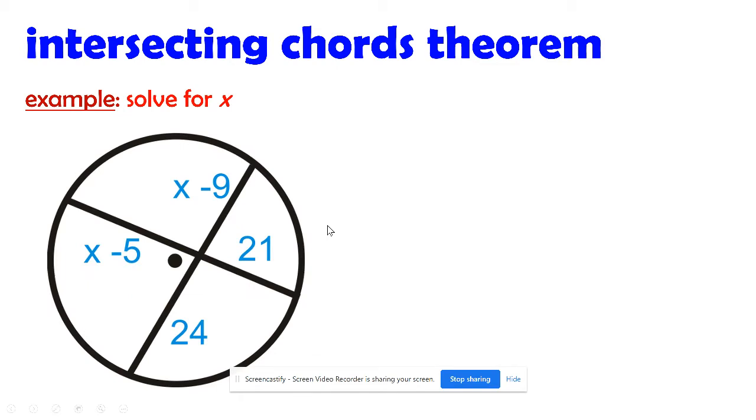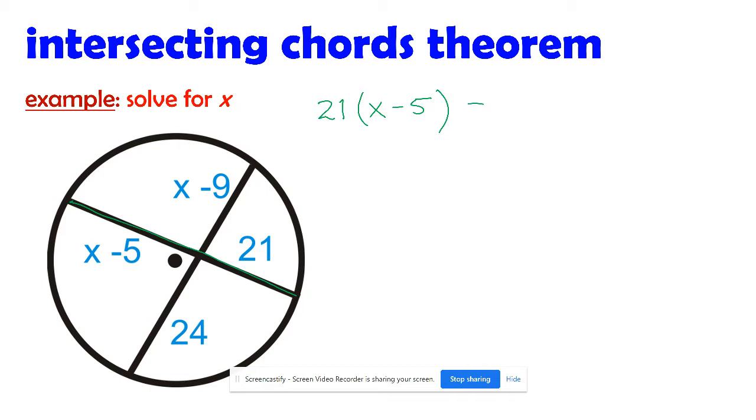This one gets a little more complicated. You see we have two x's involved now, and they're part of bigger expressions. We have like x minus 9, x minus 5, but it's going to work out the same way. So let's start with x minus 5. That is a part of the same chord as the 21. So we're going to take x minus 5, multiply it by 21. When you have expressions with two terms like this, I would write it this way, with the 21 on the outside, so you have 21 times x minus 5 like that.